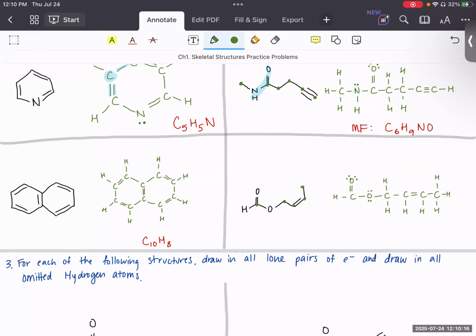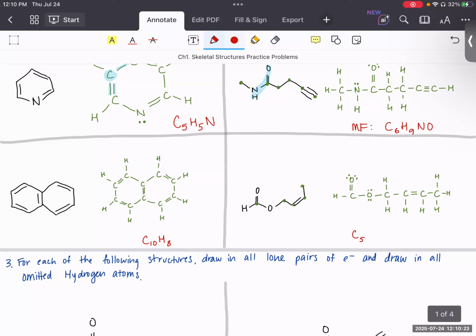All right, and so to determine the molecular formula, we can just count out the number of carbons that we have, then the hydrogens and oxygens.